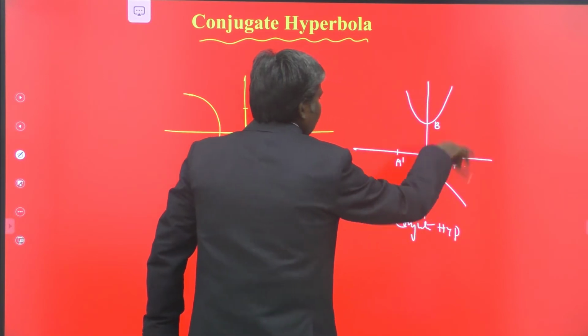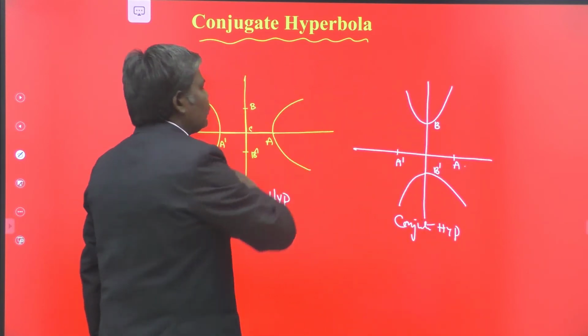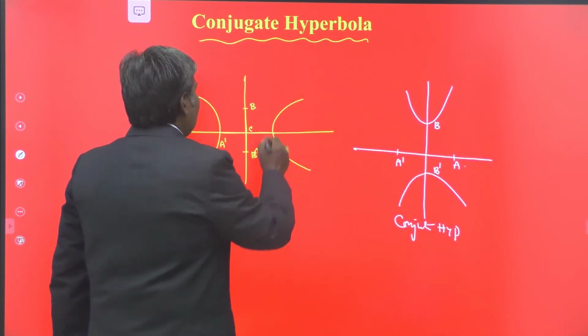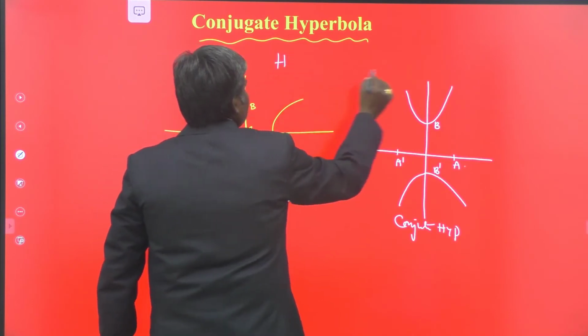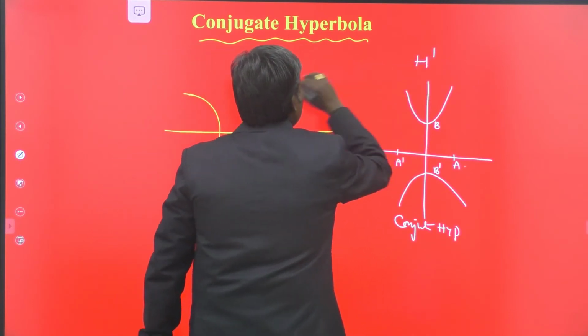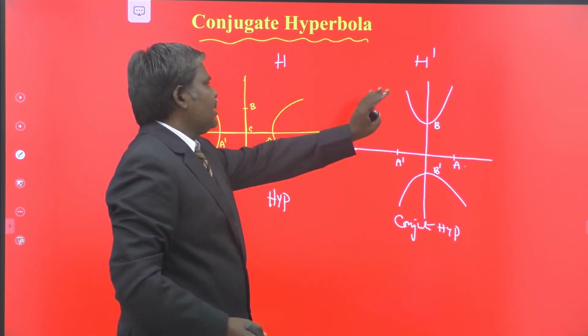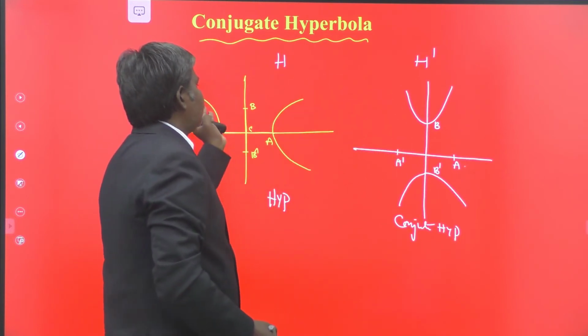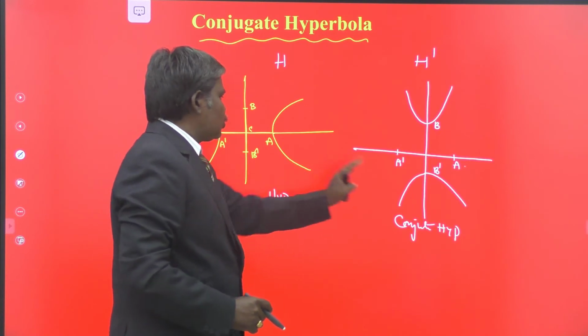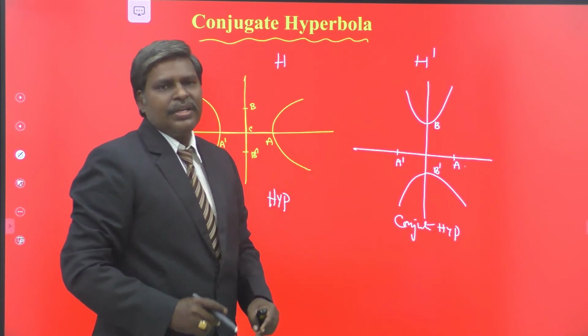Now, if H is your main hyperbola, H dash is its conjugate hyperbola. H is the hyperbola and H dash is its conjugate to each other. If H is your main hyperbola, H dash is its conjugate. If H dash is your main hyperbola, H is its conjugate. So these two hyperbolas are conjugate to each other.